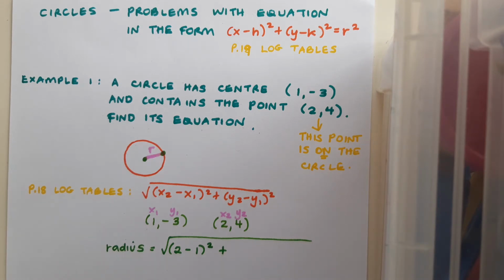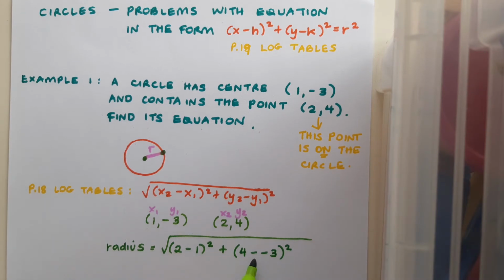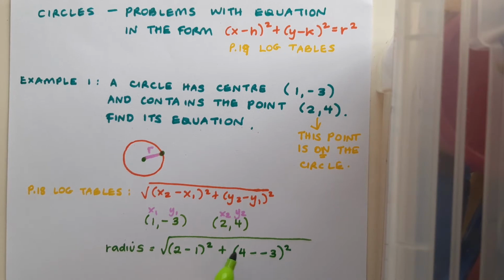So my radius is going to be the square root of (2 minus 1) squared plus, and now just be careful in the second bracket because you're going to have a double negative. So (4 minus -3) squared. Now why is that? Well, this negative is from the formula and this negative is from the point. Just keep your eyes peeled for that kind of thing.